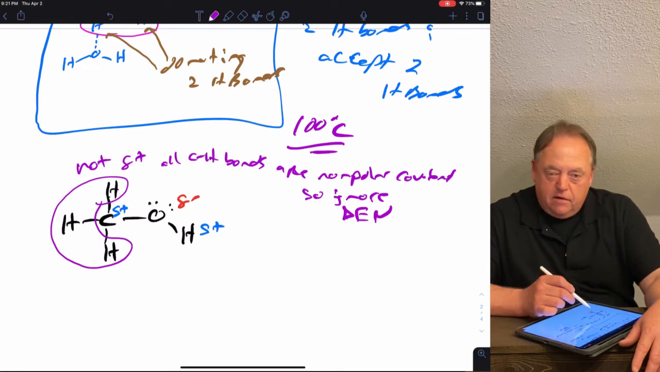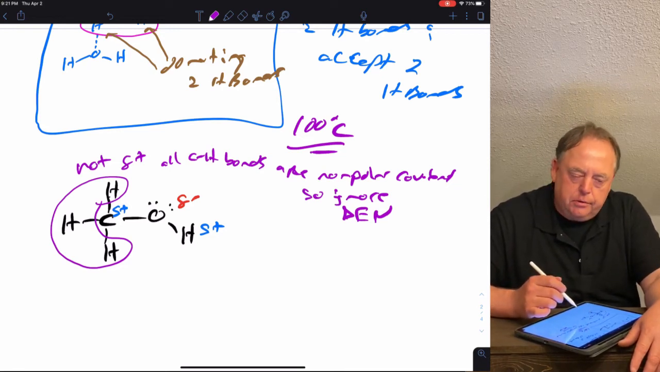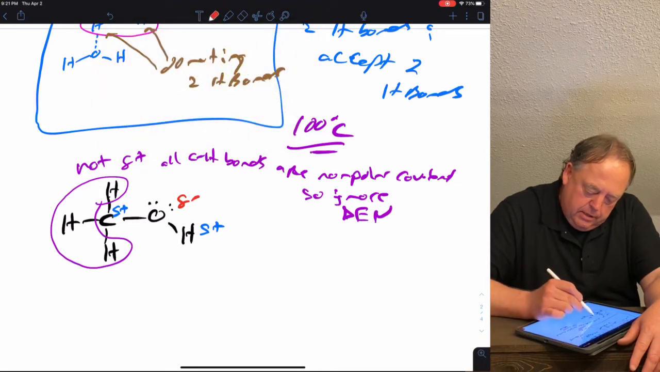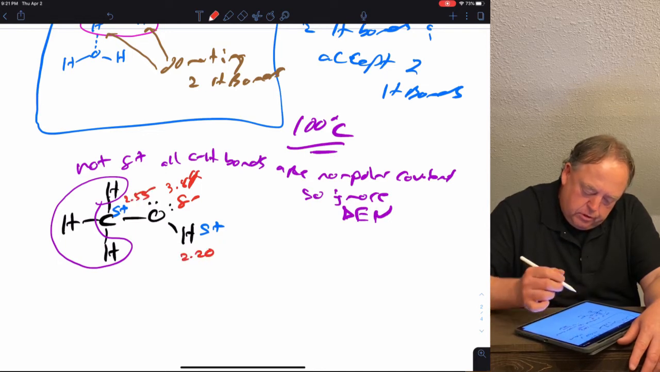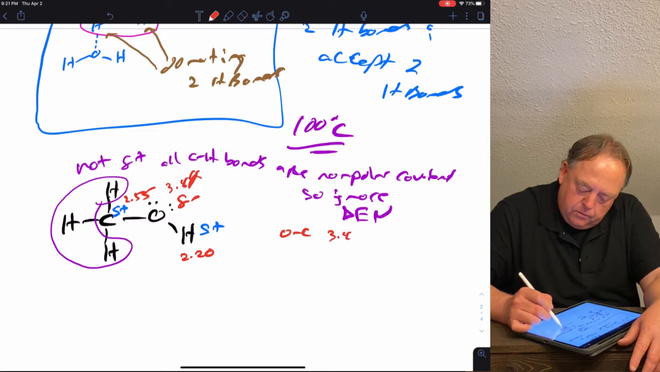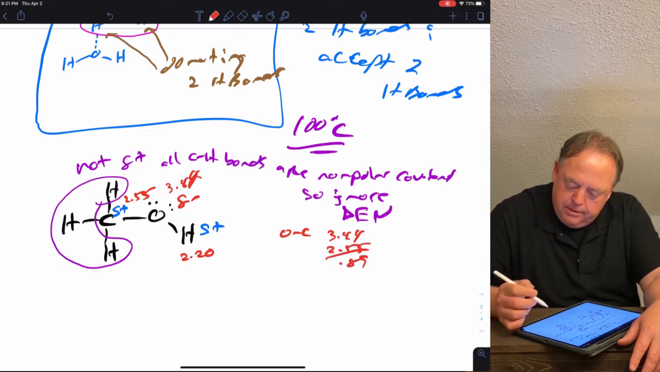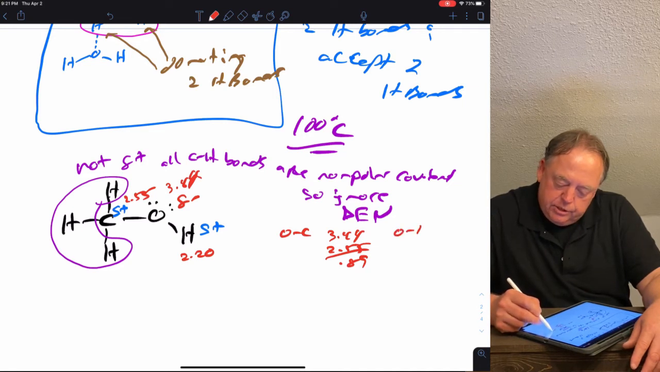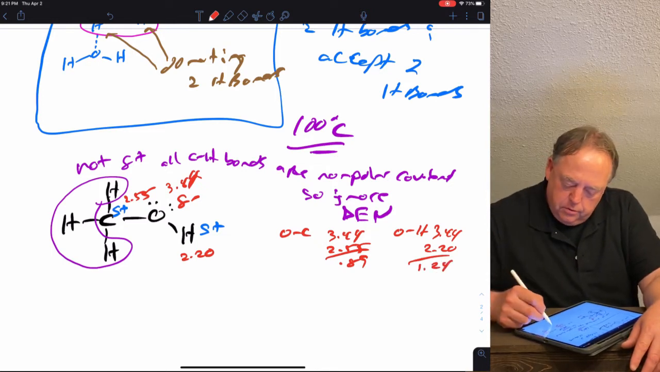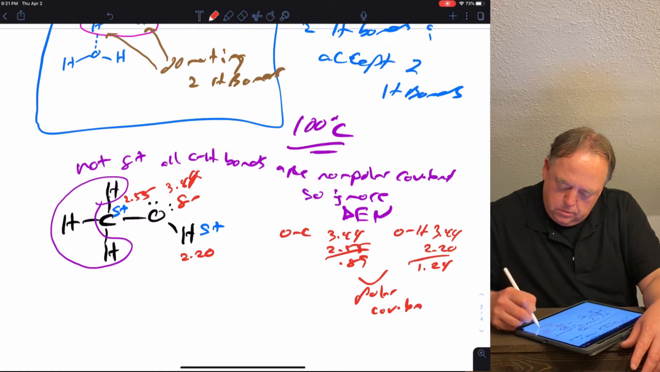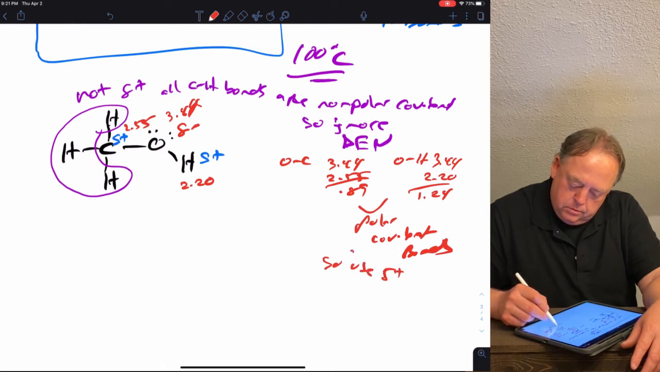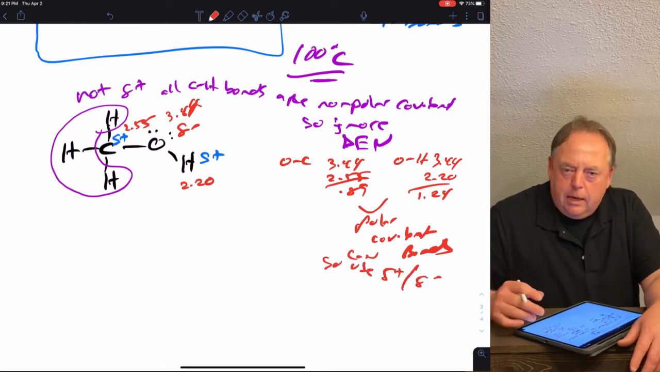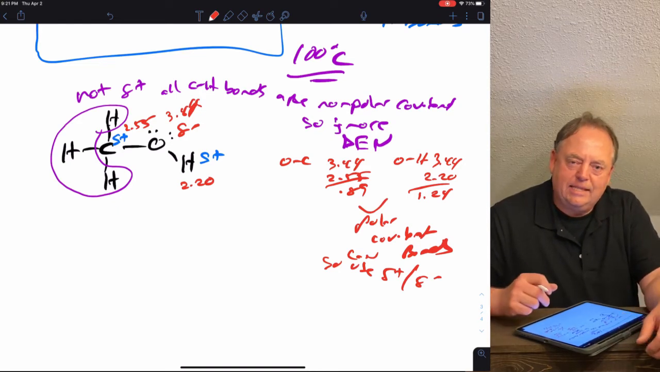But the carbon, because of oxygen, is partial positive, and the oxygen is partial negative, right? Because oxygen's electronegativity is 3.44, carbon's is 2.55, and hydrogen's 2.20. Between oxygen and carbon, 3.44 and 2.55, we said it was 0.89. And between oxygen and hydrogen, 3.44 and 2.20, a difference of 1.24. So they're both polar covalent bonds, so it's appropriate to use partial positive, partial negatives to describe the electron density in the molecule.